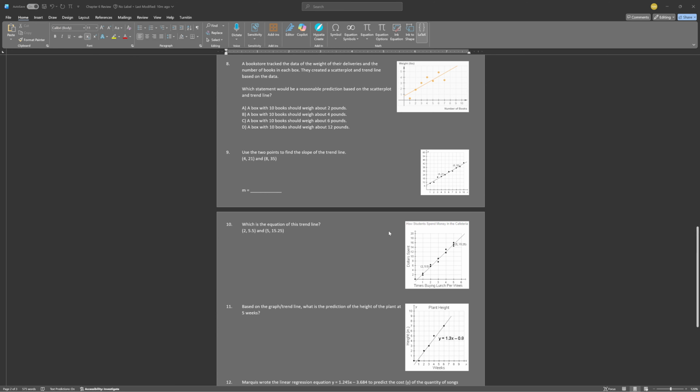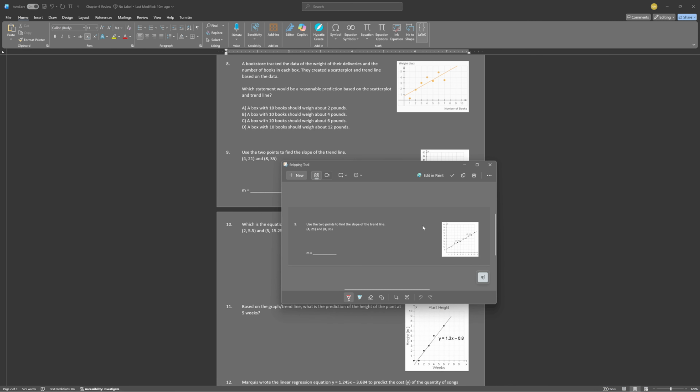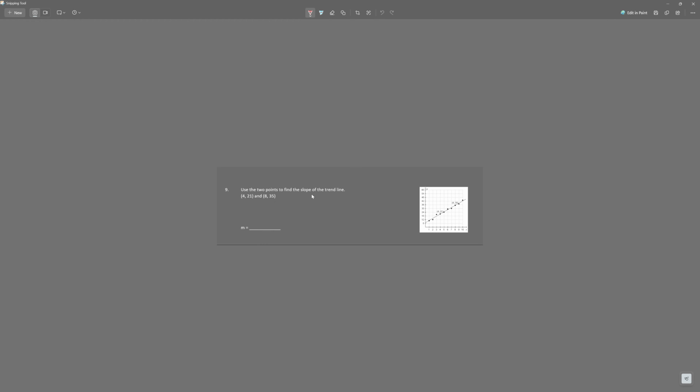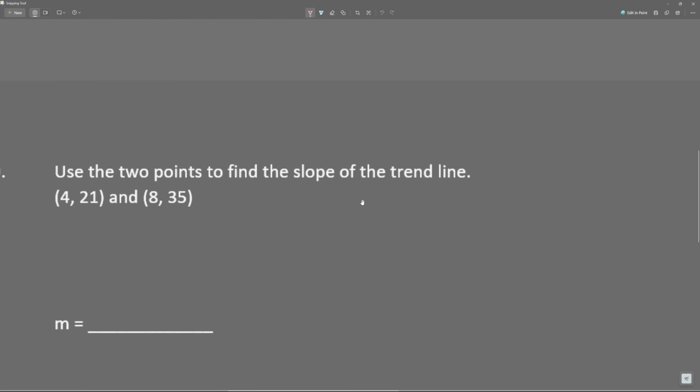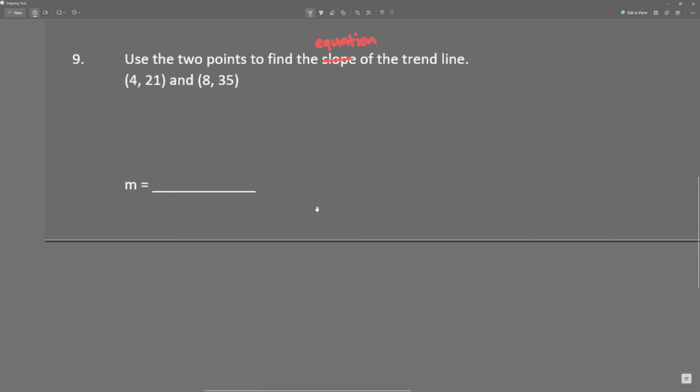Let's do number 9. And in fact, I'm going to go an extra mile on number 9 because I want you guys to practice on number 10. The problem was just asking you to find the slope, but I'm actually going to find the whole equation. In order to find the equation, I need to find m. I also need to find b, which is our y-intercept.